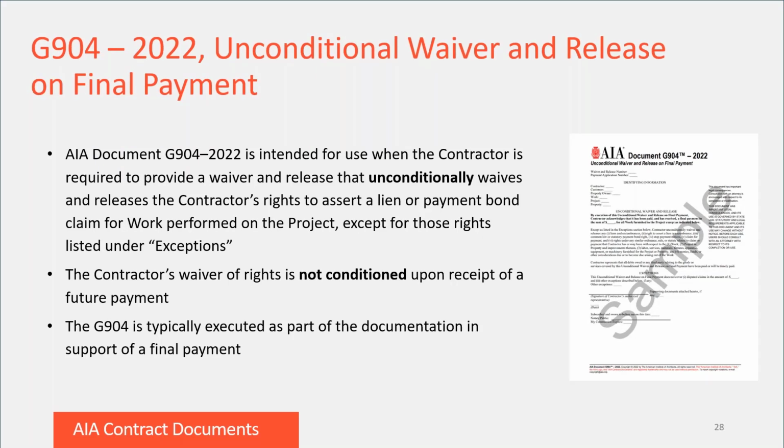The G904, Unconditional Waiver and Release on Final Payment, is intended for use when the contractor is required to provide a waiver that unconditionally waives and releases lien and payment bond rights for work performed, except for the rights listed under the exceptions paragraph. This would also be in exchange for final payment. Similar to the G902, this form contains bold language setting forth that the contractor acknowledges it has been paid and has in fact received a final payment for which it is due for the work performed on the project.